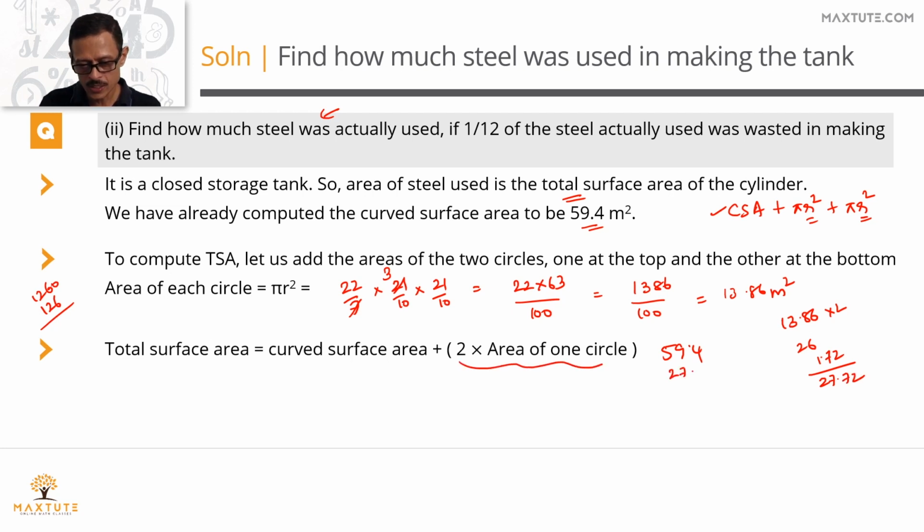Let's add that to it. 27.72. 2 plus 9 is 11, carry over the 1. 10 plus 7, 17, carry over the 1. 5 plus 2, 7 plus 1, 8. So 87.12 is the total surface area of the cylinder. What actually got converted, the area of the steel used that got converted into the cylinder, is 87.12 meters square.